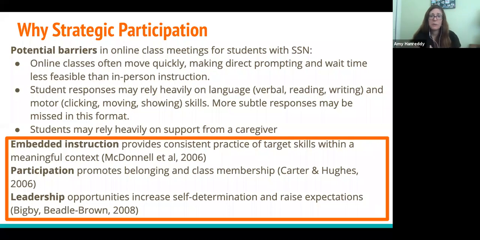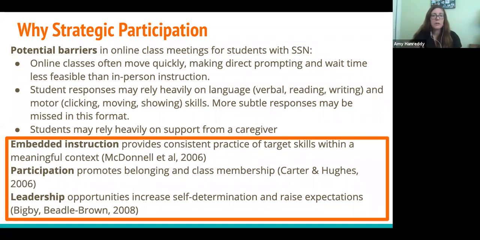And then finally, we know that some of these students have significant support needs. That means that they might need to rely heavily on support from a caregiver, and those caregivers have a lot of variability in terms of their confidence in providing support to students. So those are some of the challenges or the barriers.